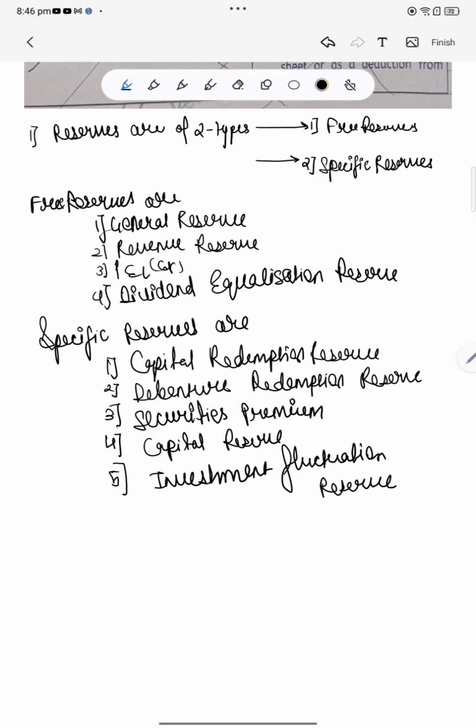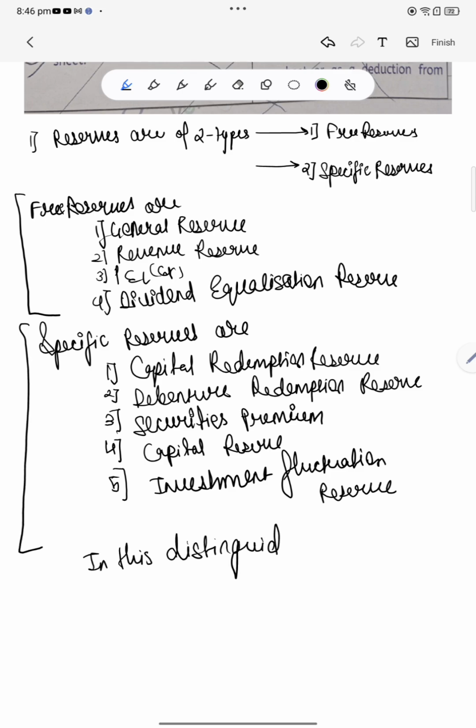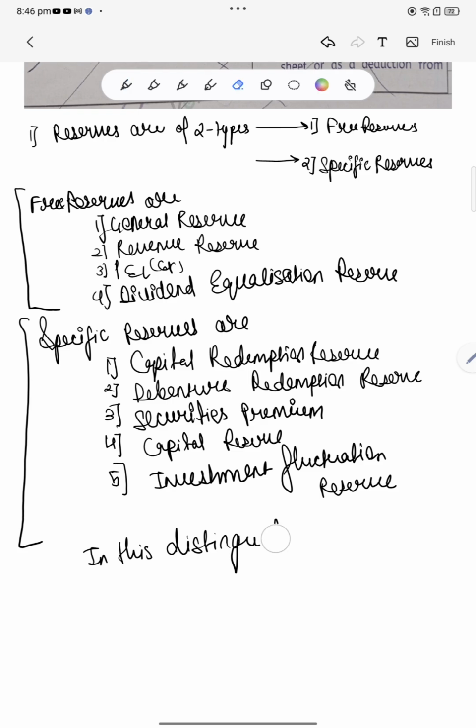Okay, so reserves are of two types: free reserves and specific reserves. Under free reserves we have them, and under specific reserves we have them. In this video we are going to be learning about the difference between reserves and provision. But in reserves, we are only considering free reserves, because specific reserves have properties or features which are different. Okay, so let's get started.